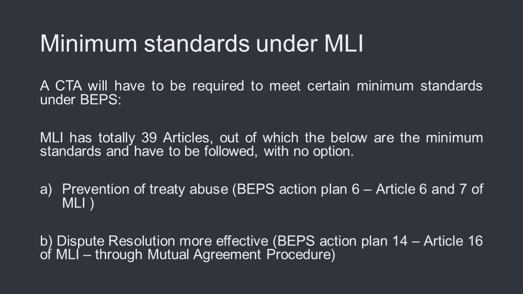A CTA will be required to meet certain minimum standards under BEPS. MLI has 39 articles in total, of which the following are the minimum standards and have to be followed with no option. Prevention of treaty abuse, which is part of BEPS Action Plan 6 and 7 of MLI. Making dispute resolution more effective, which is part of BEPS Action Plan 14 and 16.